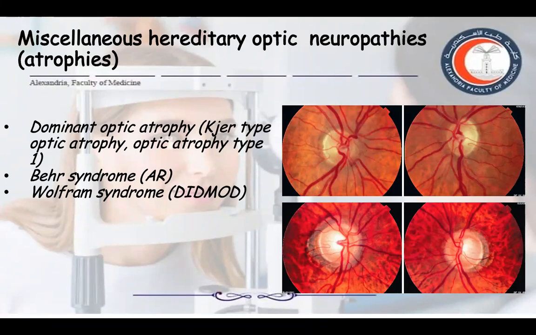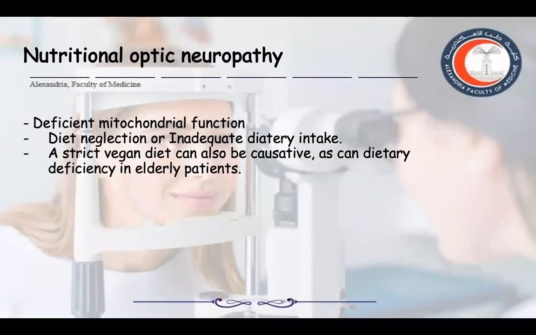Let's keep in mind the first two have a good visual prognosis, and Wolfram, with all these diseases, has a very poor visual prognosis. In the picture here, I can show you, here we have temporal disc pallor only. This is the temporal disc, here and here, pallor. Here we have a diffuse pallor of the disc. The hereditary optic neuropathy can present with a temporal pallor only or a diffuse optic disc pallor. Nutritional optic neuropathy.